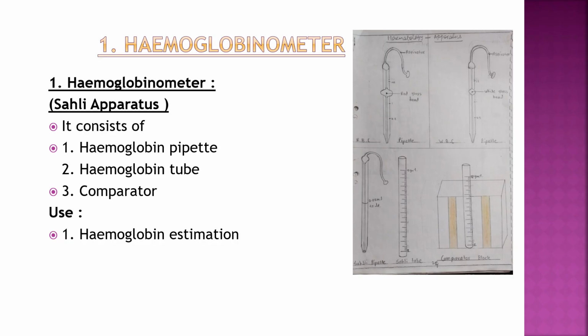So first thing required in hematology laboratory is hemoglobinometer. So hemoglobinometer is also called as Sahli's apparatus. It consists of hemoglobin pipette, hemoglobin tube and comparator to compare the readings with the standard glass. And the uses of the hemoglobinometer is hemoglobin estimation, and depending on that we can divide the anemia, whether it is mild, moderate or severe.